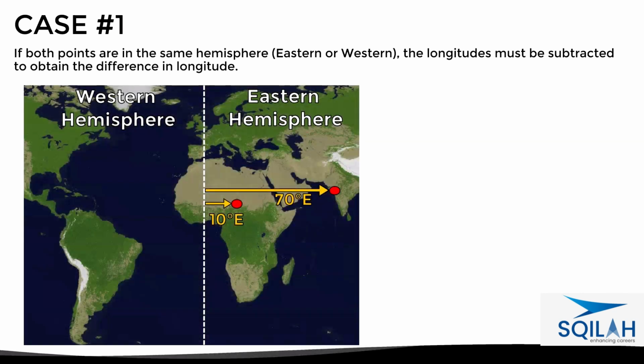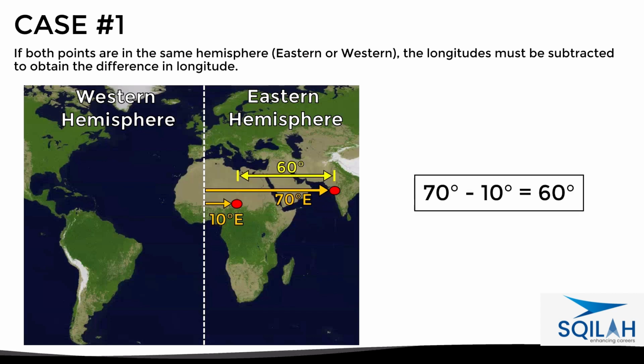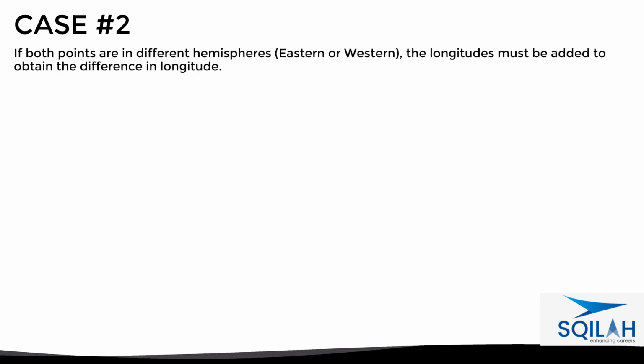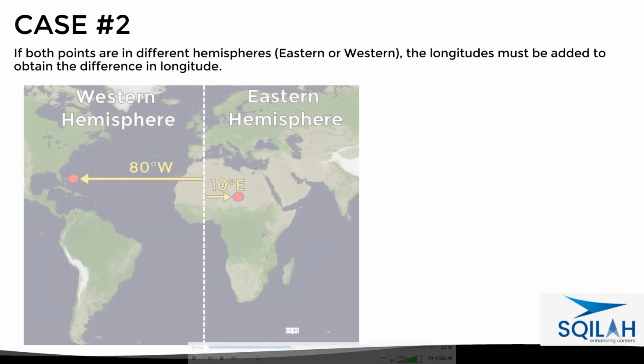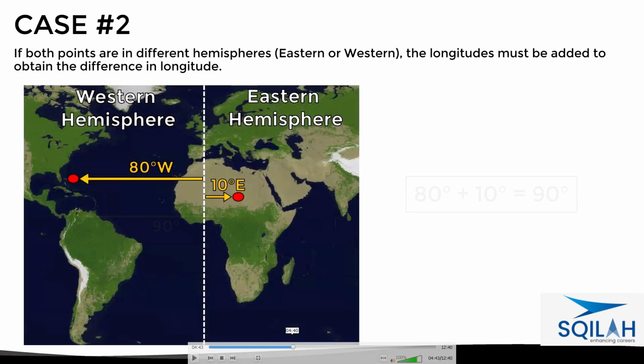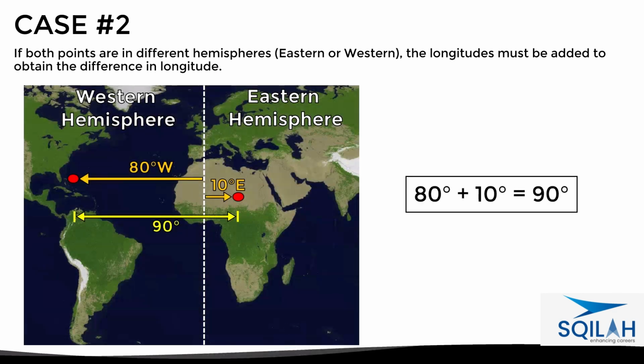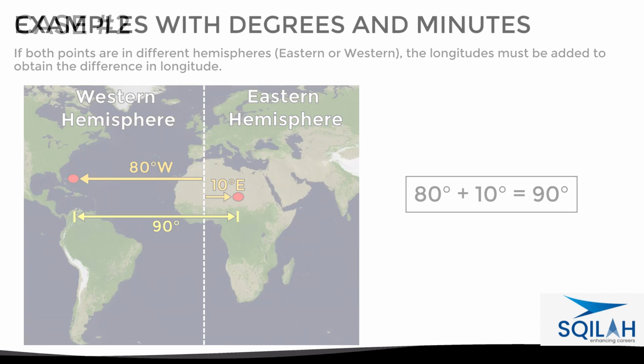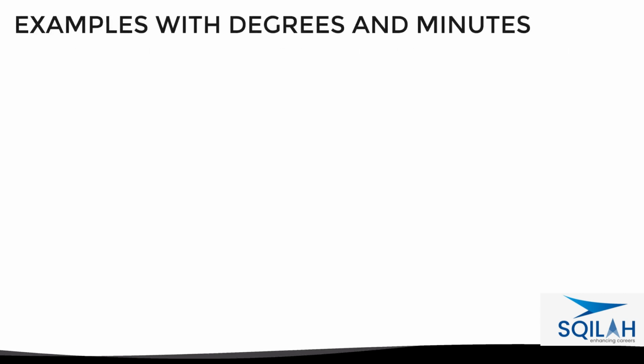So in this example, since both points are in the eastern hemisphere, then we subtract the longitudes and obtain a difference in longitude of 60 degrees. On the other hand, if both points are in different hemispheres, the longitudes must be added. So in this case, we just add the longitudes and obtain a difference in longitude of 90 degrees. Let's now look at some examples using degrees and minutes.